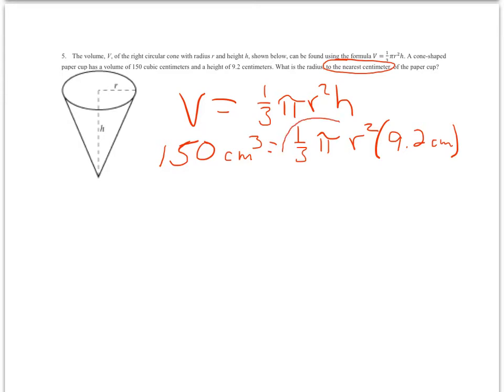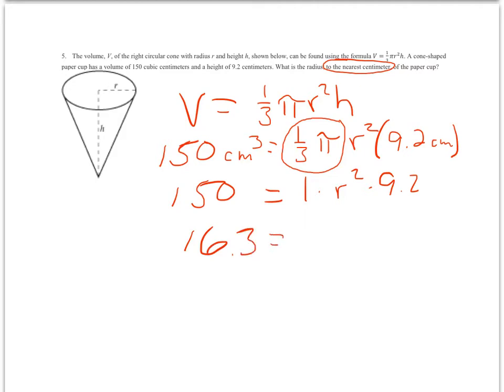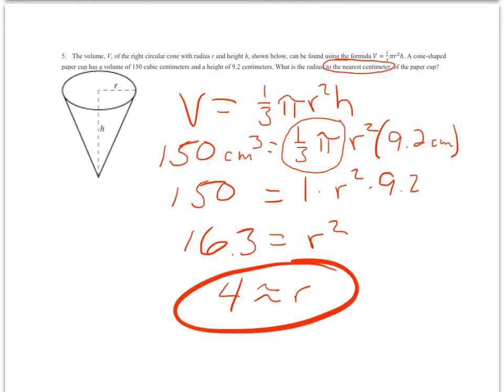Pi is about 3.14. About 3 times 1/3 is about 1. So we could just say this is 1 times r squared times 9.2. If you divide both sides by 9.2, trying to get r by itself, you get about 16.3 is r squared. And if you square root both sides, you get plus or minus about 4. This is a radius, so it's going to be plus. So this radius is about 4.